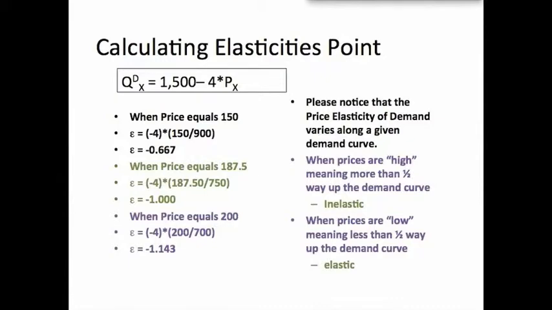Now note, the price elasticity of demand varies along a given demand curve. When prices are high, what does high mean? It means that we're more than halfway up the demand curve. Demand tends to be inelastic. When the prices are low, meaning that we're less than halfway up the demand curve, demand tends to be elastic.